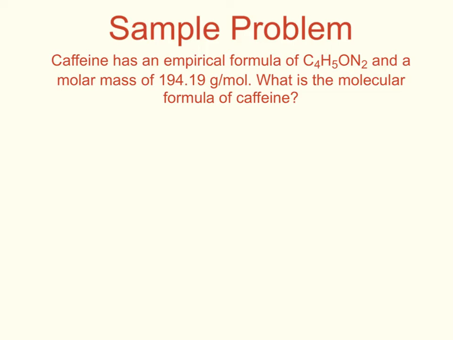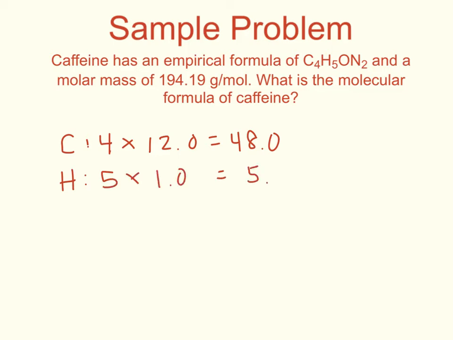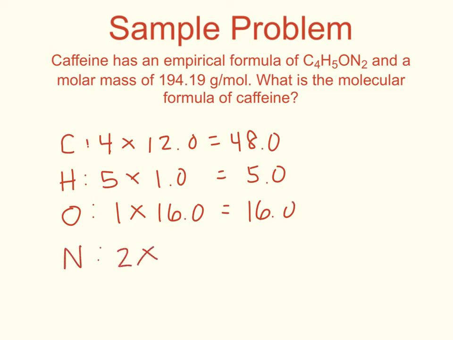What we're going to do is find the molar mass of our empirical formula. So I have 4 carbons. So for carbon, I will take 4 times 12, and I get 48. I have 5 hydrogens. 5 times 1.0 equals 5.0. I have 1 oxygen. 1 times 16.0 equals 16.0. And I have 2 nitrogens. 2 times 14.0 equals 28.0. Next, I add those numbers up, and I get 97.0.